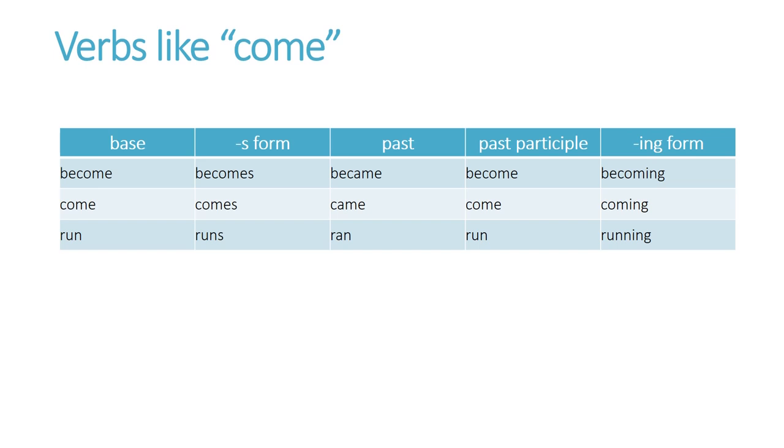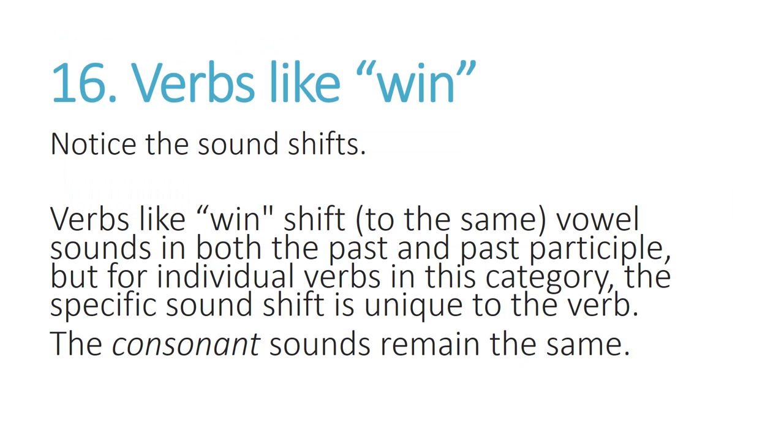With verbs like win, notice the sound shifts again. Verbs like win shift to the same vowel sounds in both the past and past participle. But for individual verbs in this category, the specific sound shift is unique to the verb. The consonant sounds remain the same. Let's look at some examples.